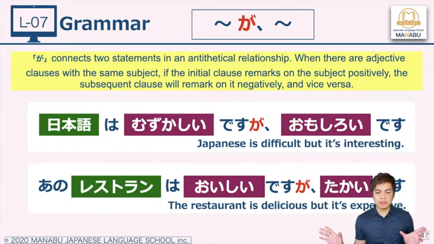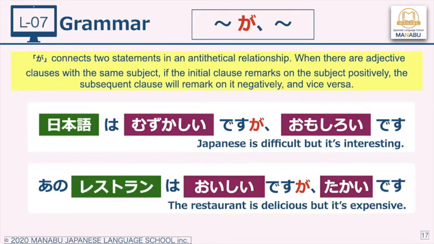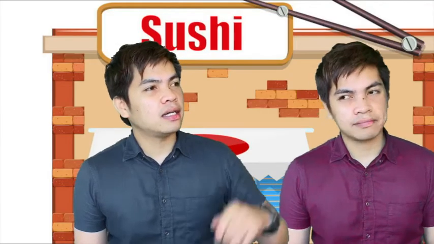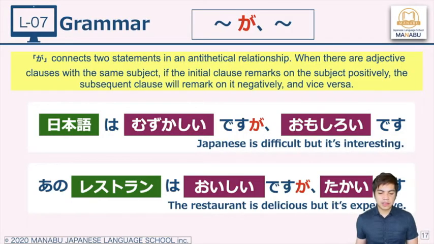So they are contrasting clauses. The first clause is Nihongo wa muzukashii desu. It's a negative remark about Nihongo. And the following clause is omoshiroi desu. It's positive. So they are contrasting. We will put ga. So the Japanese language is difficult, but interesting. Next example, ano risutoran wa oishii desu ga takai desu. First, we describe that restaurant. Ano risutoran wa oishii desu, is delicious. Ga, but takai desu. It's expensive.